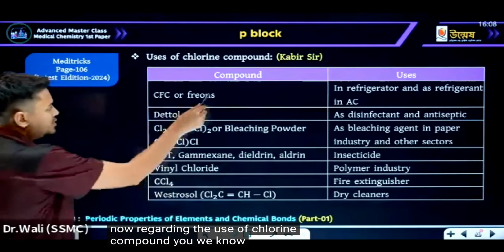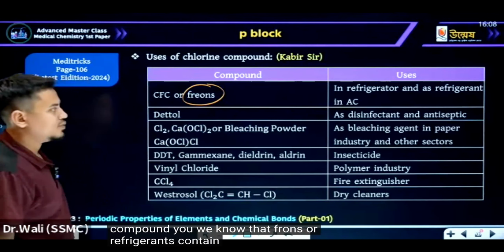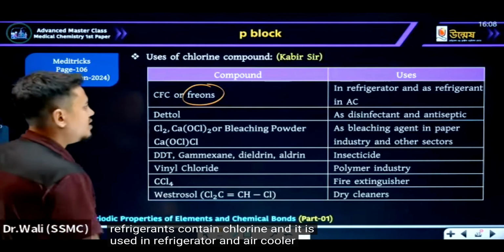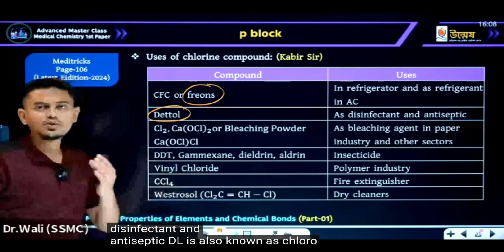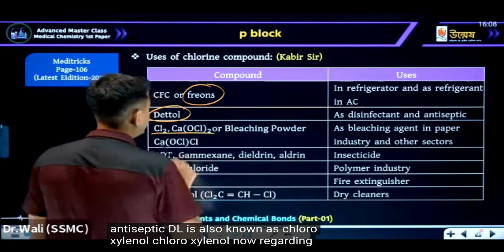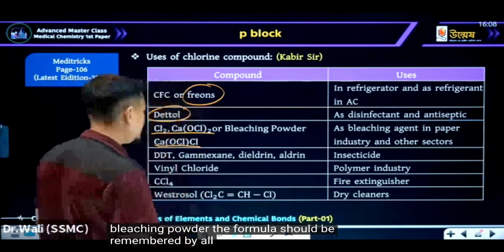Now, regarding the use of chlorine compounds, we know that freons or refrigerants contain chlorine, and are used in refrigerators and air coolers. Also, Dettol has chlorine, which can be used as a disinfectant and antiseptic. Dettol is also known as chloroxylenol. Now, regarding bleaching powder, the formula should be remembered by all.